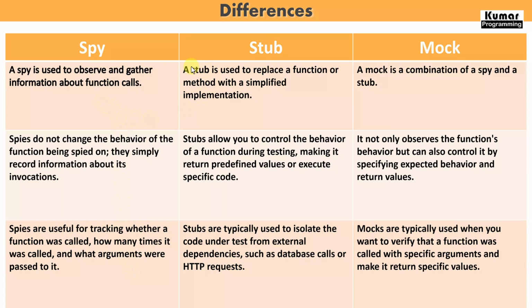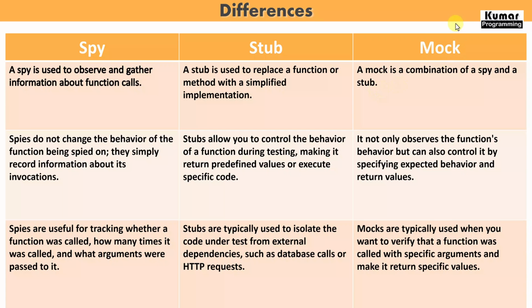However, on the other side, a stub is used to replace a function or method with a simplified implementation. It changes the behavior of the function. Stubs allow you to control the behavior of a function during testing, making it return predefined values or execute specific code. And stubs are typically used to isolate the code under test from external dependencies, such as database calls or HTTP requests. And on the other side, a mock is a combination of spy and stub both.